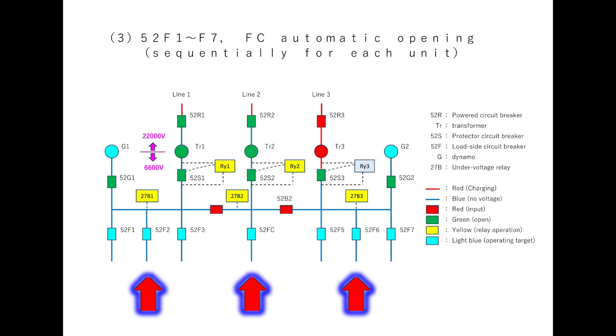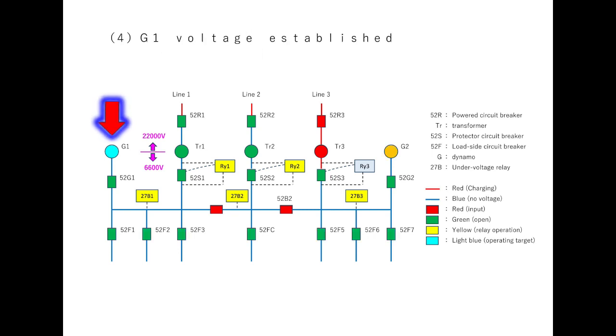At the same time, feeder circuit breakers 52F1 to 52F7 and 52FC will automatically open at different times. When connecting the generator with all devices connected, there is a possibility of a large current flowing at that moment, potentially activating various protection devices of the generator. To prevent this, we will proceed with the explanation by assuming that generator G1 has established voltage first. In reality, the faster one is connected to the busbar first.